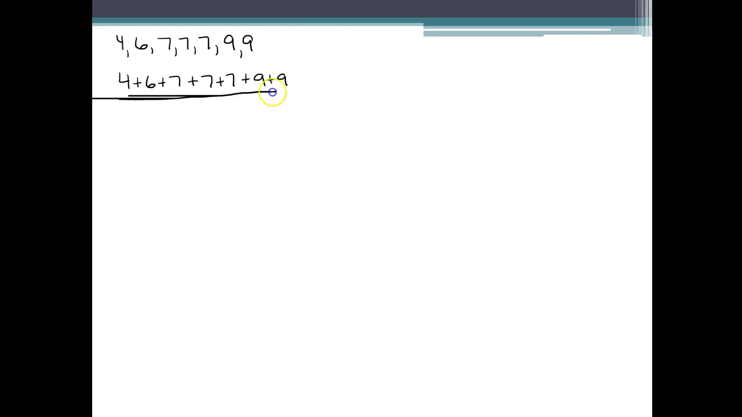All right, let's start with the set of data containing 4, 6, 7, 7, 7, 9, 9. Okay, so you add up the 4, 6, 7, 7, 7, 9, and 9. And since there's 1, 2, 3, 4, 5, 6, 7 numbers there, you're going to divide by 7. So say we got 10, 17, 24, 31, 40, 49 over 7, which gives us 7. Okay, so that's the mean for that set of data.